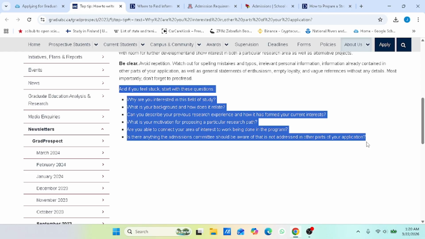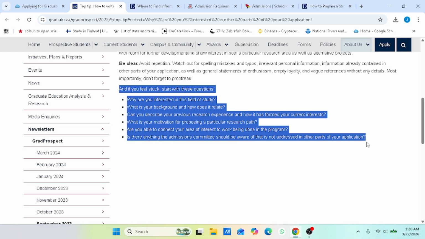Number 1, why are you interested in this field of study? Number 2, what is your background and how does it relate to this program? Number 3, can you describe your previous research experience and how it has formed your current interests? Number 4, what is your motivation for proposing a particular research pathway? Are you able to connect your area of interest to work being done in the department?